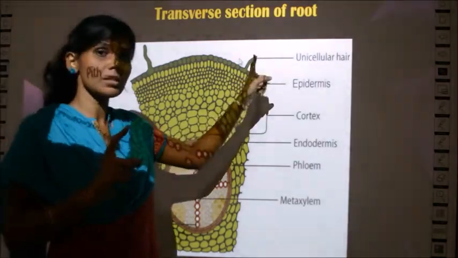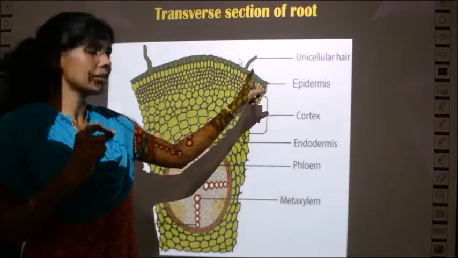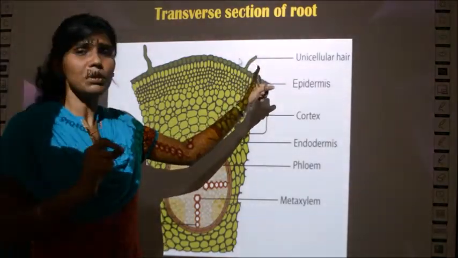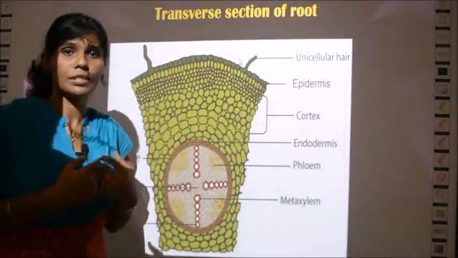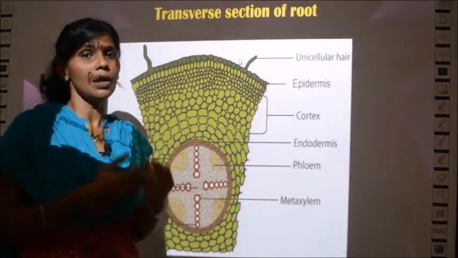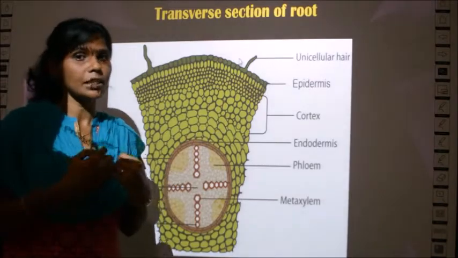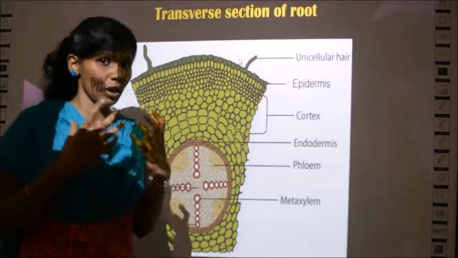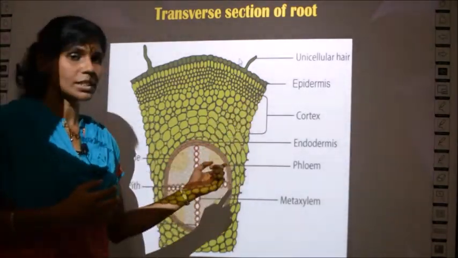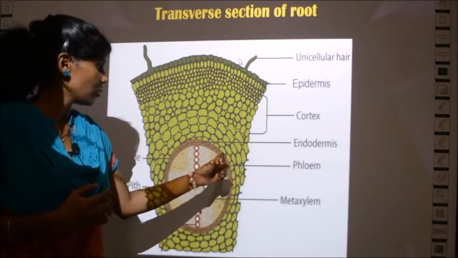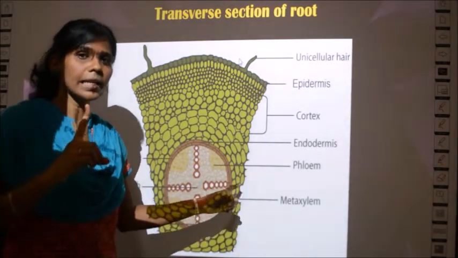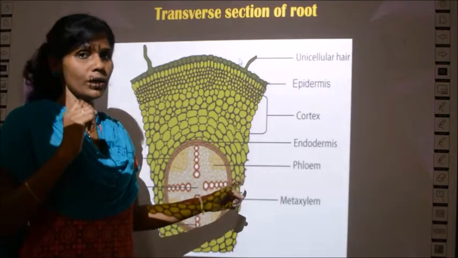The extensions of the epidermal layer are the root hairs. The root hairs have larger surface area which helps in better absorption of water. Below the epidermis is a multilayered cell of cortex and it reaches until endodermis. The outermost brown layer, it is a single layer called as endodermis.